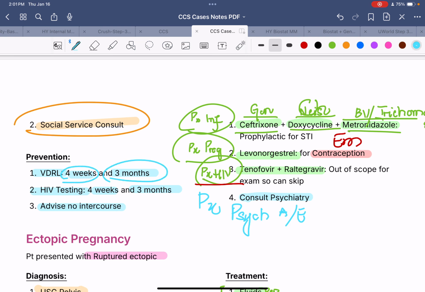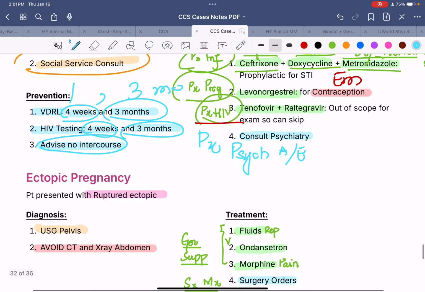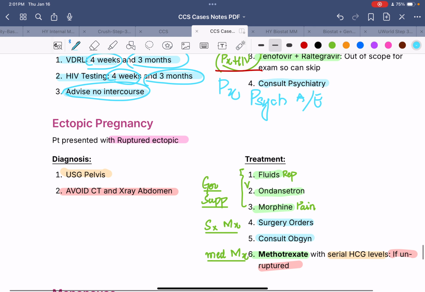and 3 months, just to ensure that the patient did not get syphilis from this assault, right? And similarly for HIV testing, you can do it at 4 weeks and 3 months. So 4 weeks, you can remember it as 1 and 3 months, right? At 1 and 3 months, do VDRL as well as HIV testing, and advise the patient not to have any further intercourse during this time, till the time that we are actually confirmed that the patient does not have any of these infections. Next off, we have ectopic pregnancy.